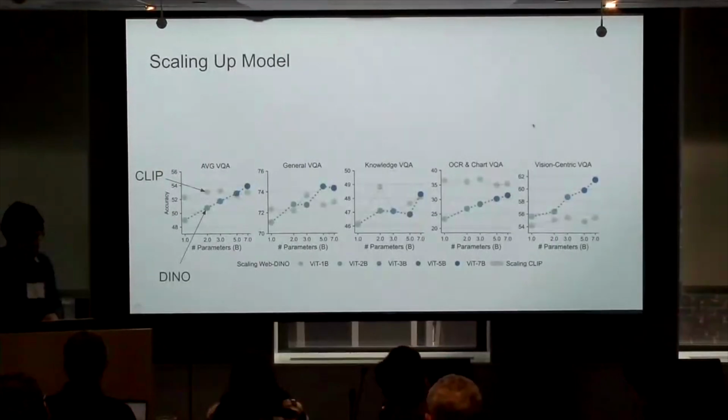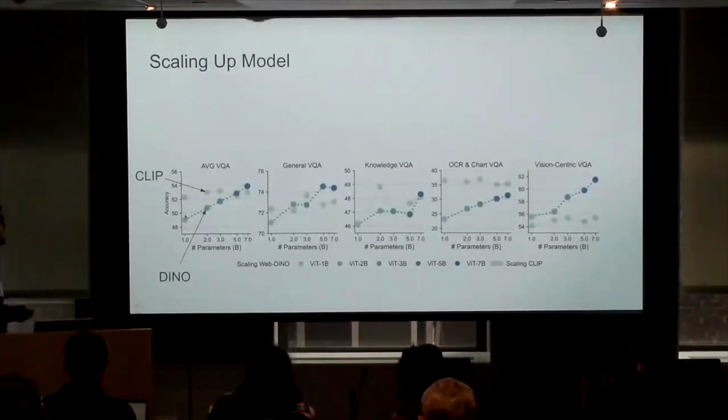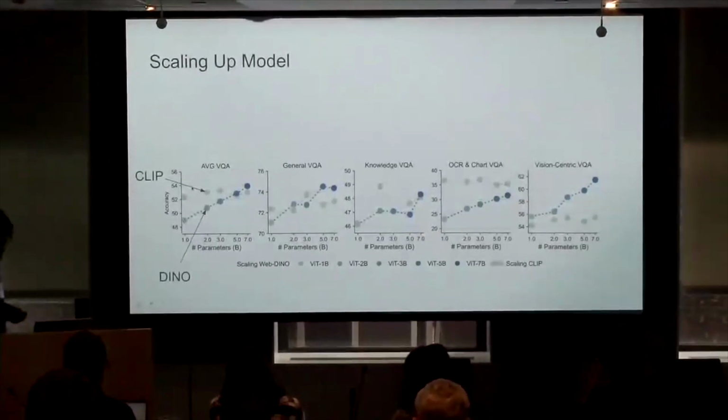And here's the result. On the y-axis is the parameter count, on the x-axis is the accuracy. Here's the average accuracy on all the tasks, and here's the per-domain accuracy. What we see here is that if you pre-train a 1 billion parameter Dino on MetaCLIP, it's not competitive yet with CLIP, but as you scale the model size, you actually scale better than CLIP in this context. And eventually you can match and even outperform CLIP in terms of average VQA performance.